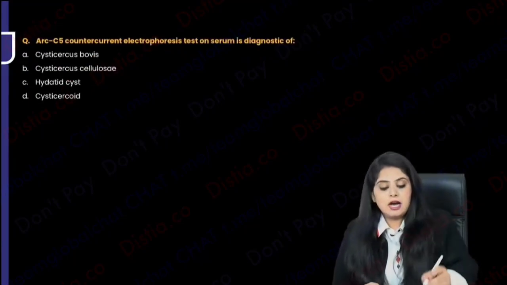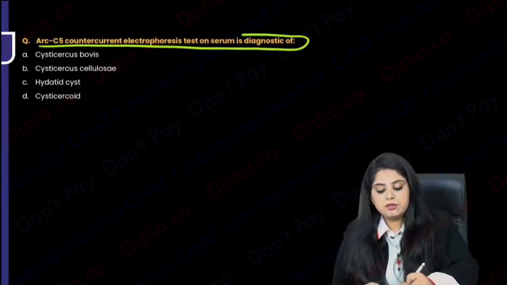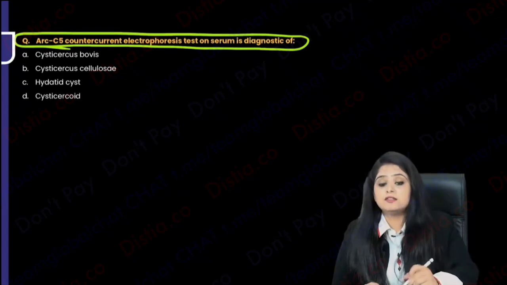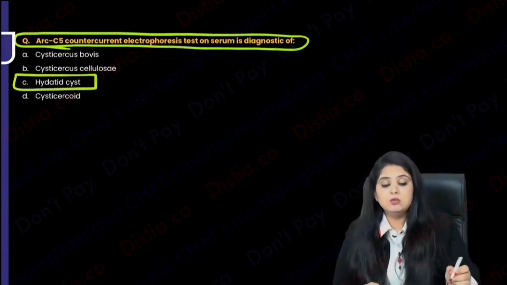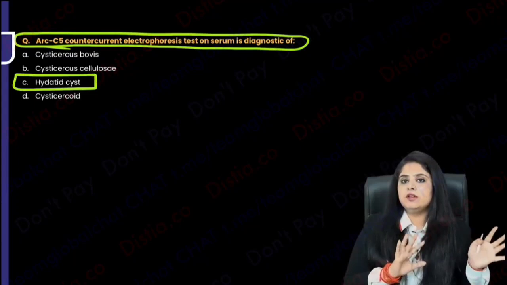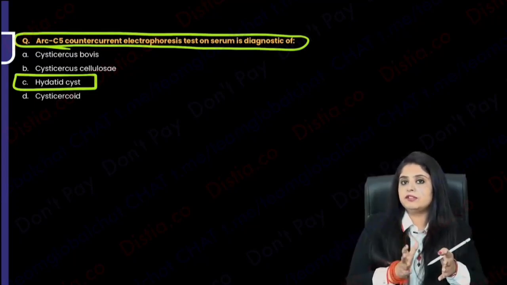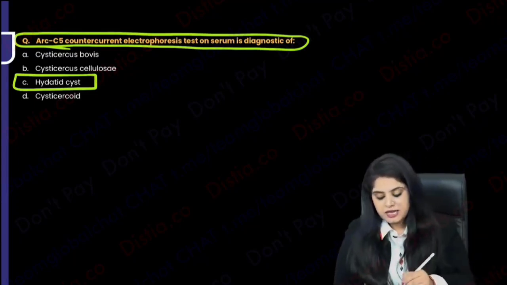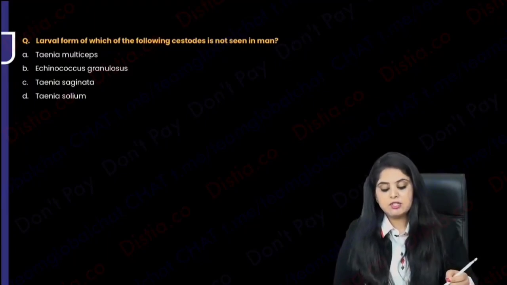Next question: ARC-5 counter immunoelectrophoresis on serum is a diagnostic test of what? I told you again and again, this is the new test of hydatid. Remember, I said for hydatid there is an old test, Casoni, which no one does, and this ARC-5 immunoelectrophoresis is now being done. That is done for hydatid. Coming to one last question.